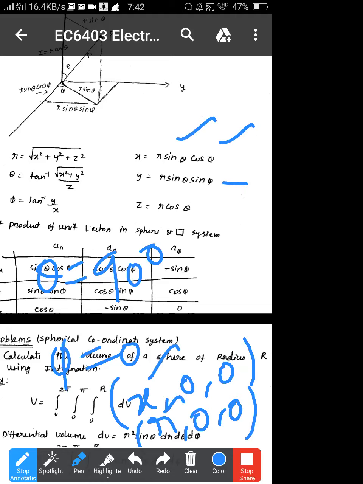Then what happens? Next equation, r sine theta and sine phi. What is sine theta? Sine 90 degree is 1, but sine phi is 0. That's why you are getting y is equal to 0. z is r cos theta, theta value is 90 degree. Cos 90 degree, what, sir?